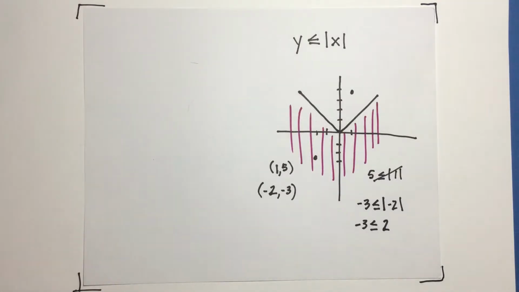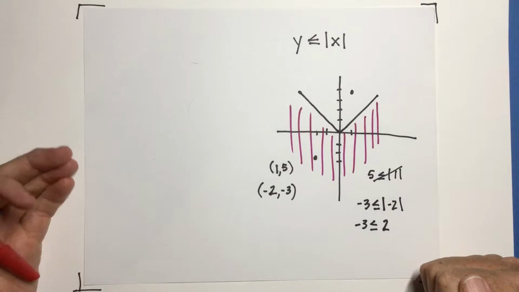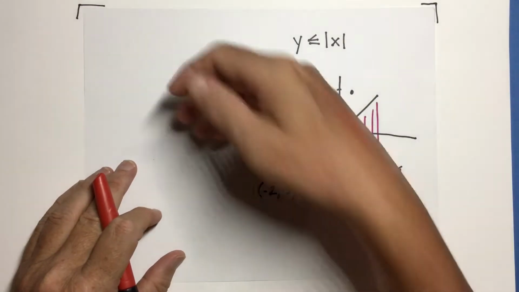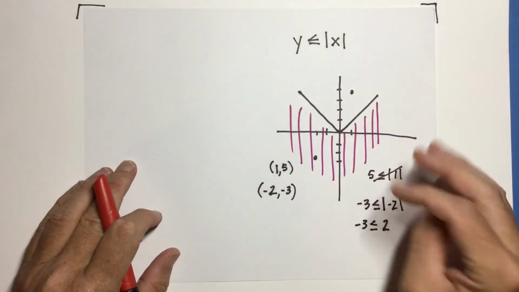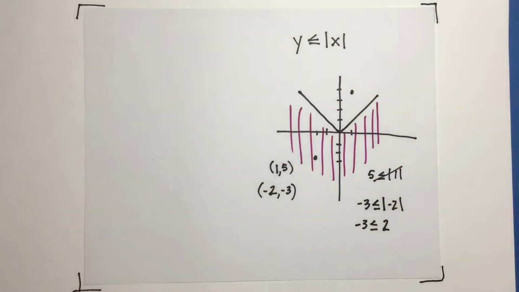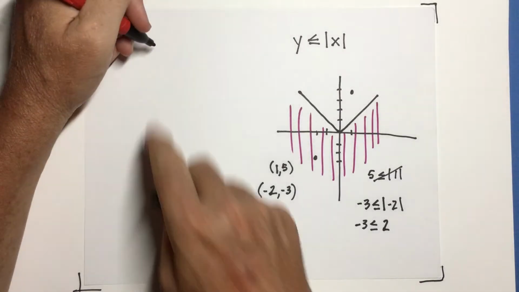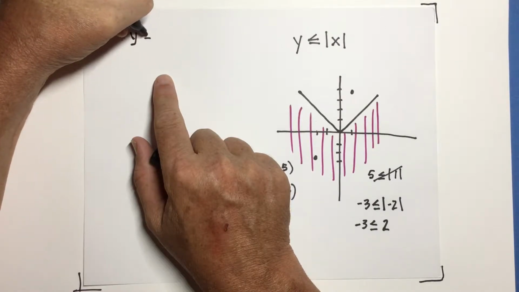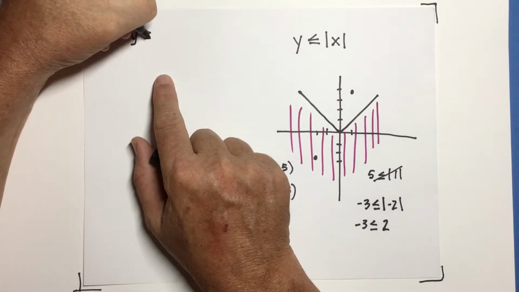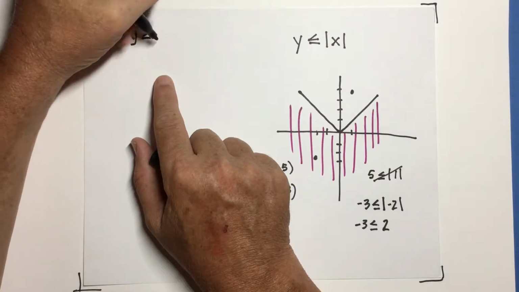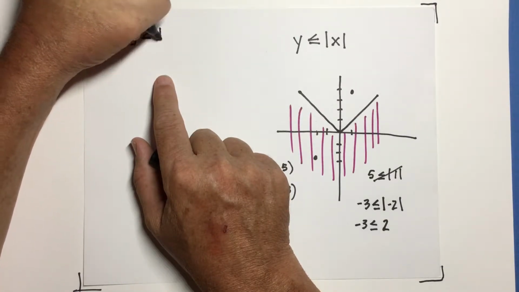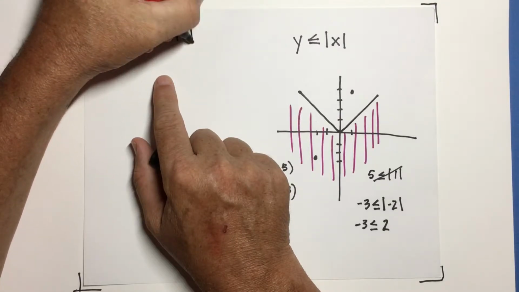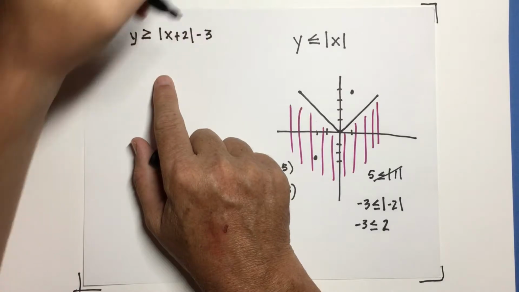All right. And you're thinking, is it really just that simple? Yeah, it is. Once you know how to graph absolute value equations, and if you watch my first video, you know how to do that, then now it's just a matter of picking a point and seeing what works and what doesn't. Okay? Let's try another one. Let's say y is greater than or equal to the absolute value of x plus 2, minus 3.